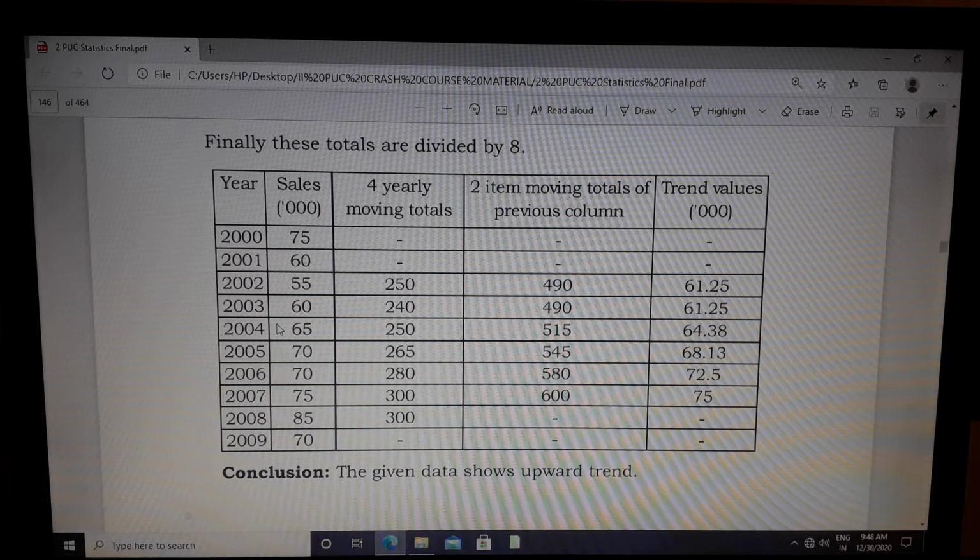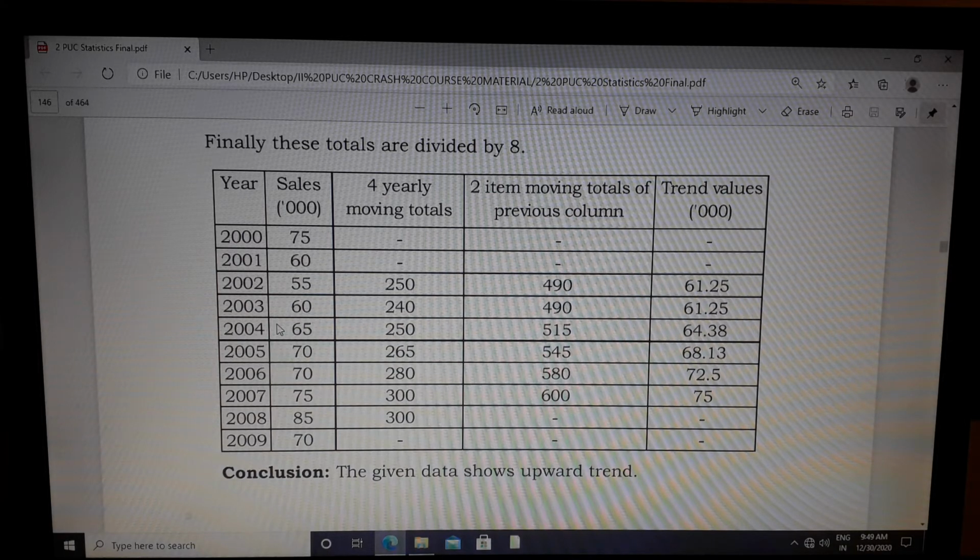Now 4 yearly moving totals, where exactly it has to be written, because here the box is clearly given, that's why they have written straight away from 2002. But actually speaking, for the 4 yearly, do you think that 2002 is the moving average? From 2000 to 2003, the first 4 years were 0, 1, 2, 3. Now 0, 1, 2, 3, which is the middlemost? Actually speaking 1.5, in between 2001 and 2002, in between it has to be written. But in this textbook it is not shown exactly where it has to be written, directly it has been taken under 2002.